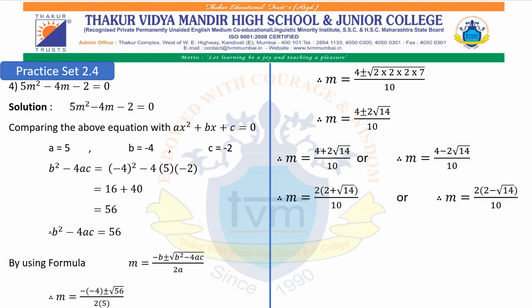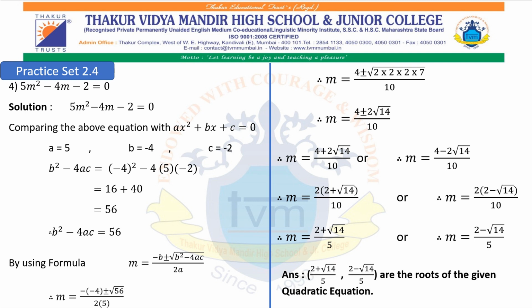Again in the numerator we are getting two terms, and in both terms 2 can be taken as common, which can further be written as m equals 2 into 2 plus root 14 upon 10 or m equals 2 into 2 minus root 14 upon 10. Again 2 and 10 can be cancelled by the 2's table and we will get 2 plus root 14 upon 5 or m equals 2 minus root 14 upon 5, which cannot be solved further. Therefore the values of m we got, 2 plus root 14 upon 5 or 2 minus root 14 upon 5, are the roots of the given quadratic equation.